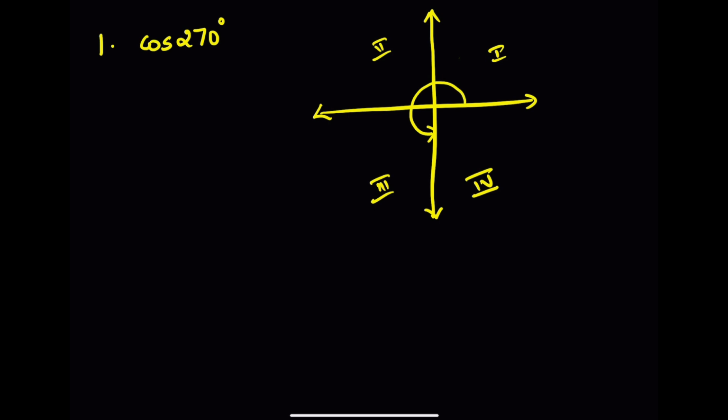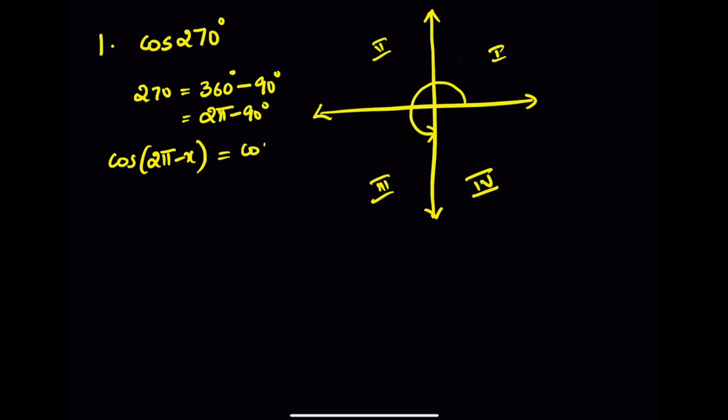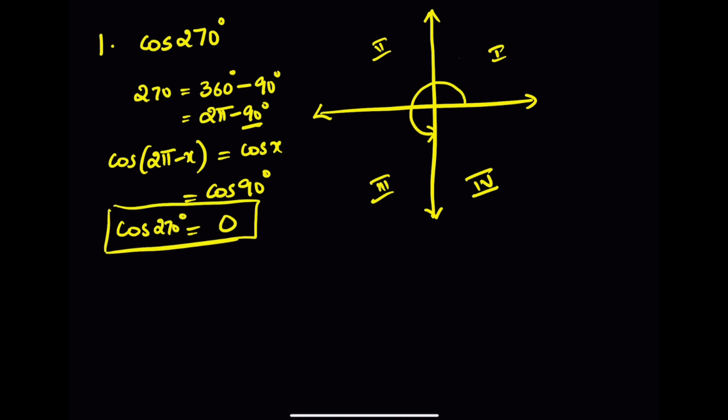So 270 can also be written as 360 minus 90 degrees, which is nothing but 2 times pi minus 90 degrees. So we know that cos of 2 pi minus x is cos x. So here x has the value of 90 degrees. So this will be cos 90, which is 0. So the value of cos of 270 degrees is 0. So this is one way to find the value of cosine 270 degrees.